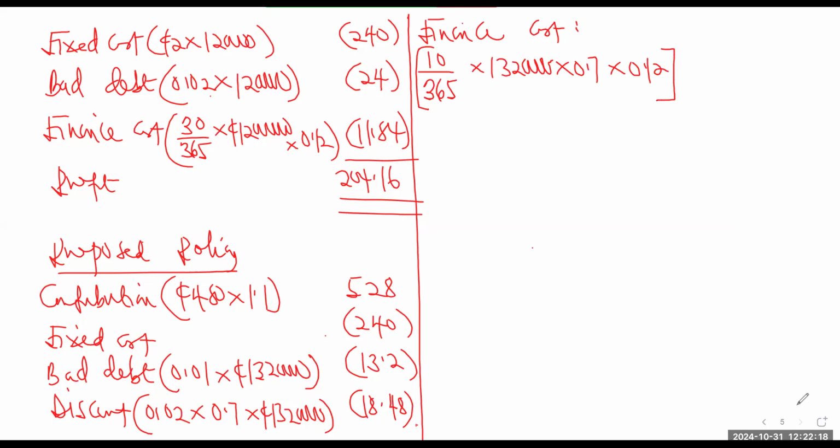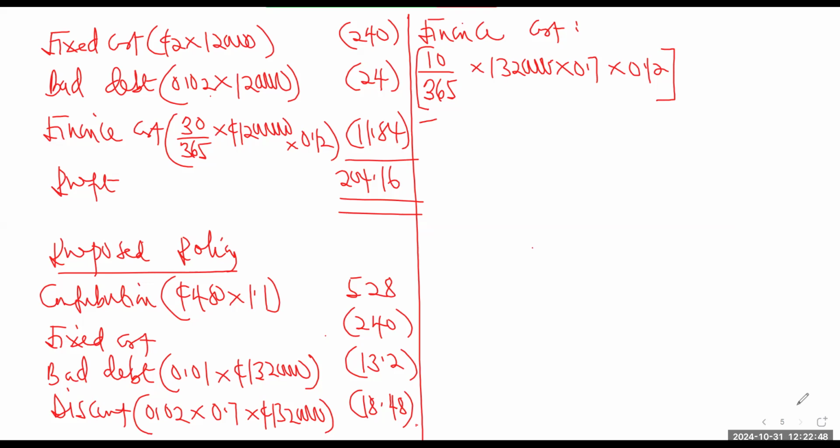What will be the receivable as at now? These people will pay within 10 days. What will be the portion of the receivable that we are going to be financing? It's not the total that we are financing. Those who are here to pay, those are the ones that we are going to be financing. Some people are going to be taking 10 days to pay, so we finance them for that particular period. So 10 over 365 multiplied by the total sales of 1,320 multiplied by 70% multiplied by 0.12.